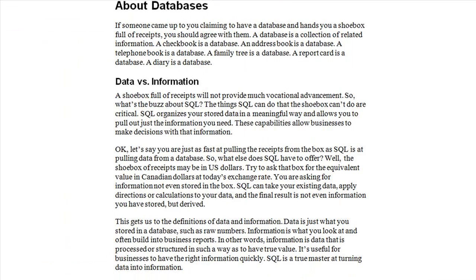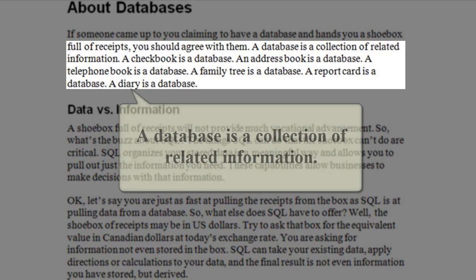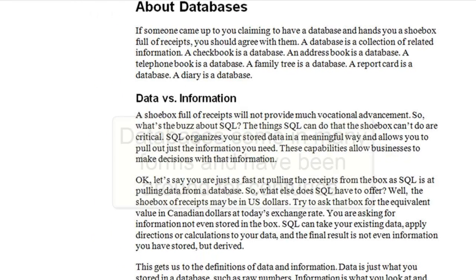Whether or not you have the beginning SQL Joes to Pros book and you turn to Chapter 1, you need to be aware of this definition. A database is a collection of related information. A checkbook is a database, an address book is a database, a telephone book is a database, a family tree is a database, even a report card is a database.